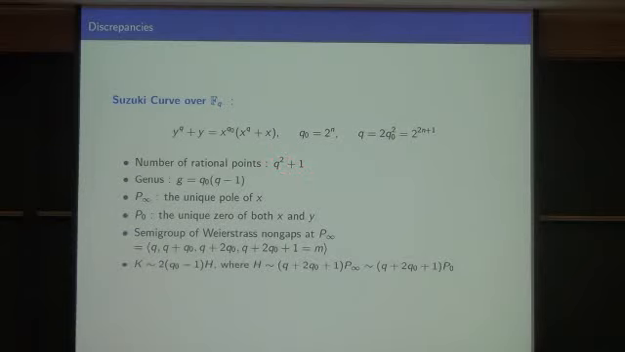And the genus can be computed, q0(q minus 1), and P infinity will be the unique pole of x, and P0 will be the unique zero of both x and y. And the semigroup, right, the semigroup of Weierstrass non-gaps at P infinity is given here. So this is going to be our M. Okay, and the canonical divisor is (2q0 minus 1)H, where H is mP infinity, which is equivalent to mP0.